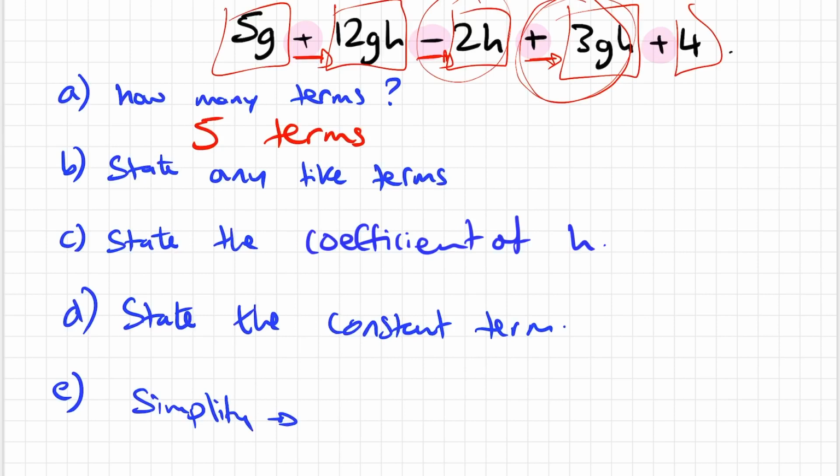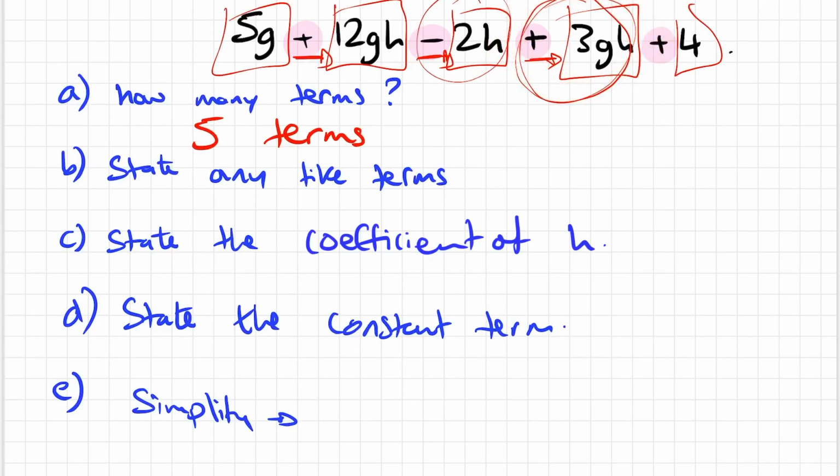Okay, state any like terms. So let's see what we have. We have 5 goldfish. Do we have any other goldfish? No, we don't. This is just 5 goldfish. This is 12 G and H, so it's not only goldfish, there's something else with it. Goldfish that are wearing hats. So they're not the same terms then, are they? But I've seen that we've got 12 goldfish wearing hats and 3 more actually. So plus 3 goldfish wearing hats again.